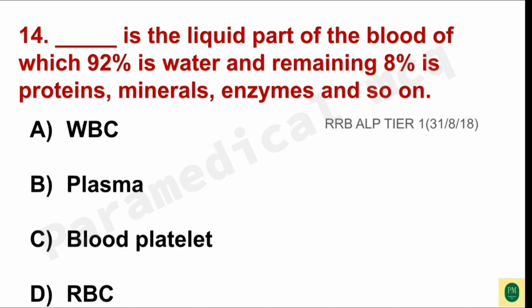Dash is a liquid part of the blood of which 92% is water and remaining 8% is protein, minerals, enzymes and so on. Option A, WBC. Option B, plasma. Option C, blood platelet. Option D, RBC. The correct option is option B, plasma.